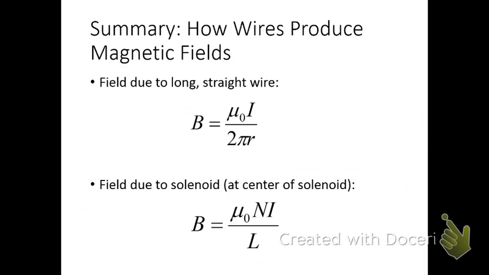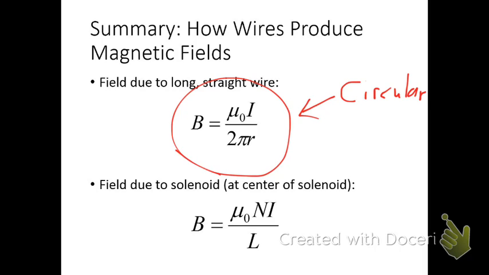That's one summary. The other is basically the opposite direction, how wires or electricity can make magnetic fields. If it's a straight wire, B equals mu naught I over 2 pi r, and it's a circular magnetic field. If it's a circular wire, B equals mu naught N I over L, and it is a straight magnetic field, at least in the middle of that solenoid.